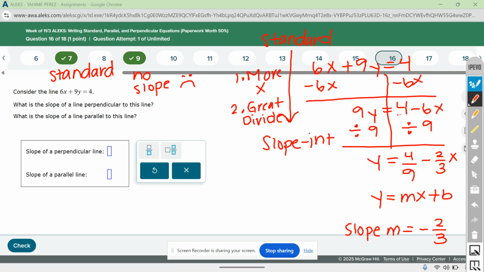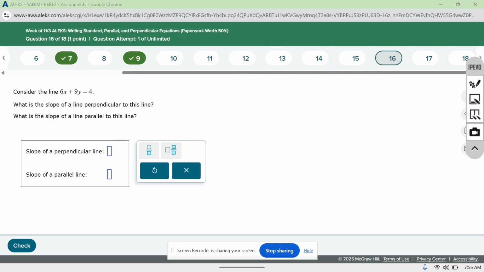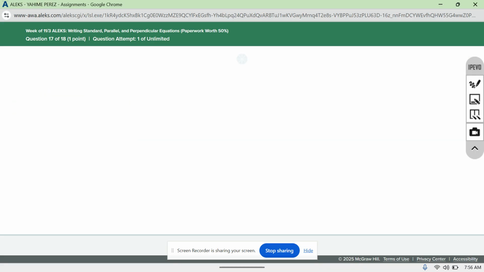So our parallel slope would be the same slope, and our perpendicular would be the opposite reciprocal. So we go from negative to positive, and we flip 2 over 3 to be 3 over 2. Okay, 17.